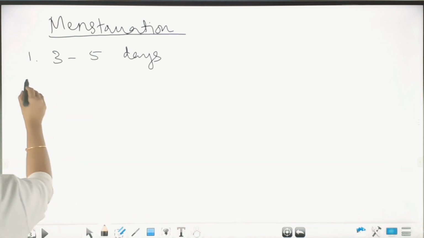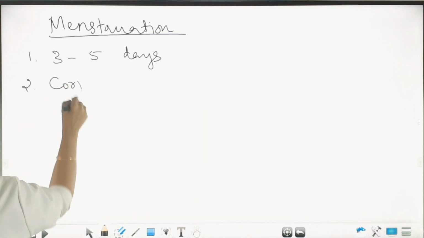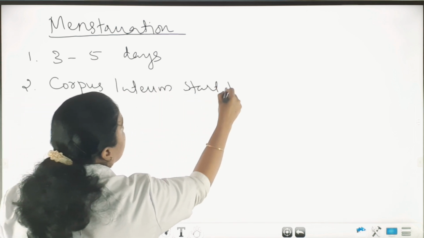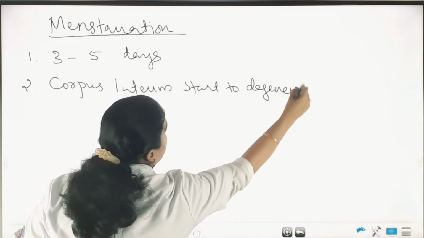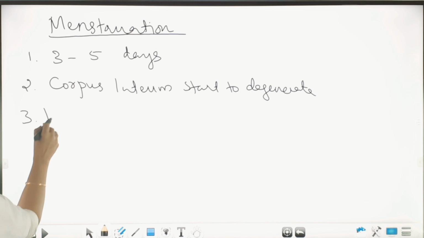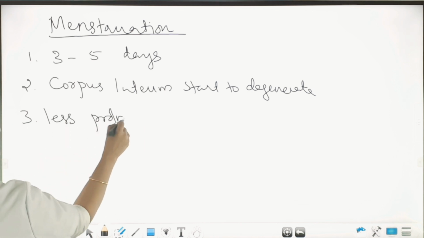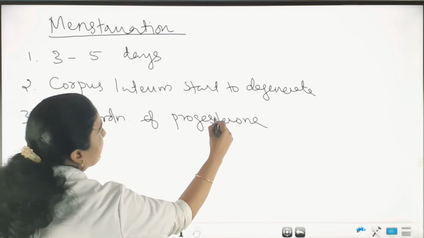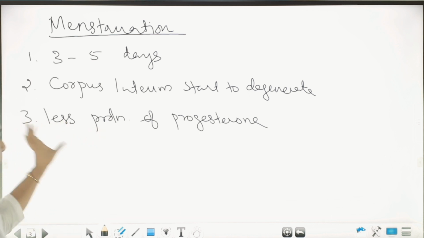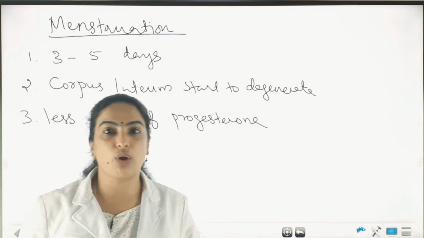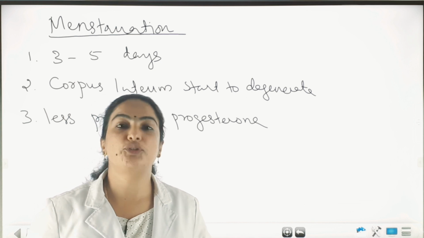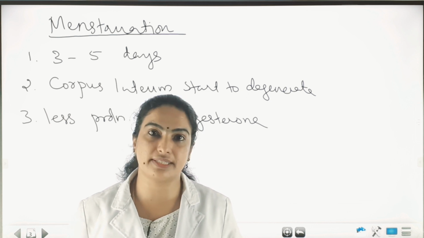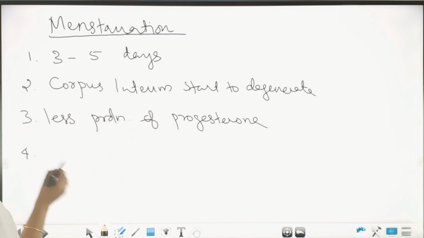So due to the degeneration of corpus luteum, there is only less production of progesterone. Let's see the points. So the next point is the corpus luteum starts to degenerate, and it is followed by the less production of progesterone. So the decreased amount of progesterone results in the rupturing of endometrium. That means the endometrium fails to be maintained by the uterus. So the endometrium starts to rupture.